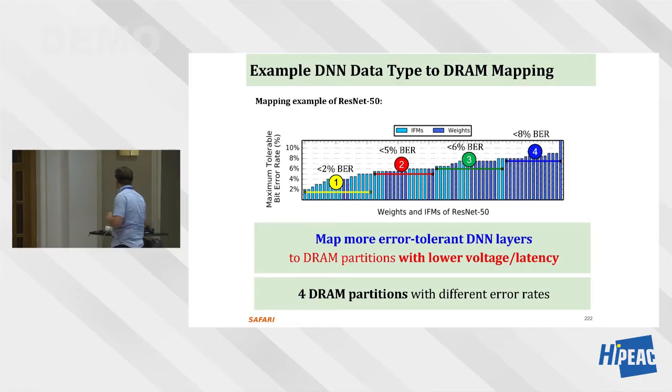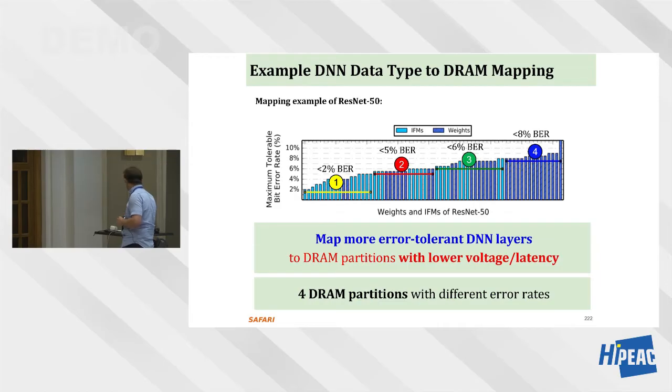These are the weights and input feature maps of different layers, as you can see over here. And the y-axis shows the maximum tolerable bit error rate for that particular layer. This is sorted based on the maximum tolerable error rate going low to high. You can see that some layers are not tolerant to errors, some layers are very tolerant to errors. So the bit error rate is much higher over here. And the idea is to identify these layers somehow. You can do this through profiling and map more error tolerant DNN layers to DRAM partitions with lower voltage and latency.